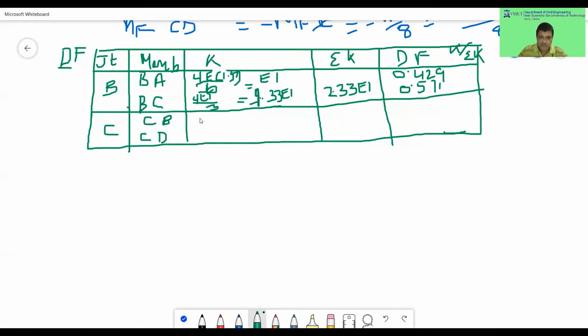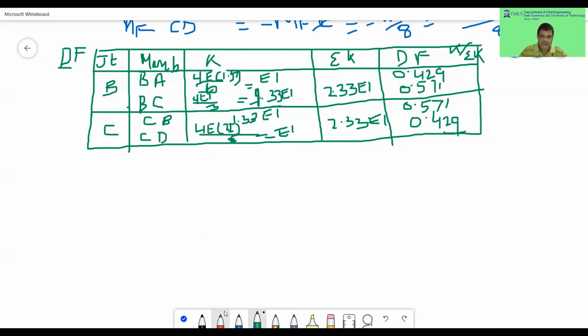Similarly, we can calculate here for BC and CB same. So this will be 1.33i similarly. And for this again it is 4ei by L, but here I is equal to 2i. This is how we can incorporate the values. So 4ei is equal to 2i, right? By L is equal to 8. So 8 by 8 it becomes ci. In the similar way it will be 2.33i, and this will be 0.571. This is 0.571, and this is equal to 0.429. So this now becomes the distribution factor.